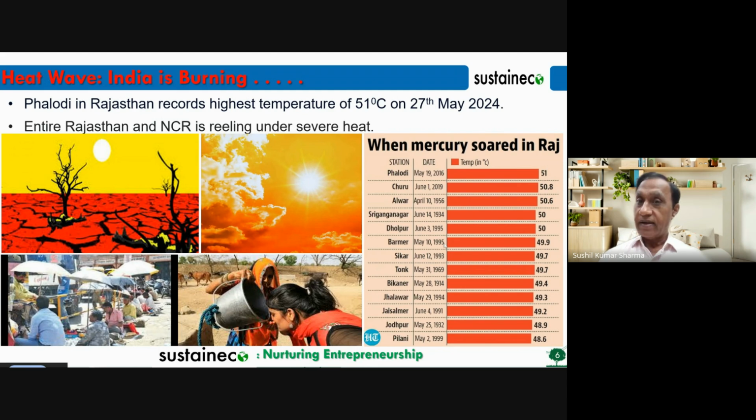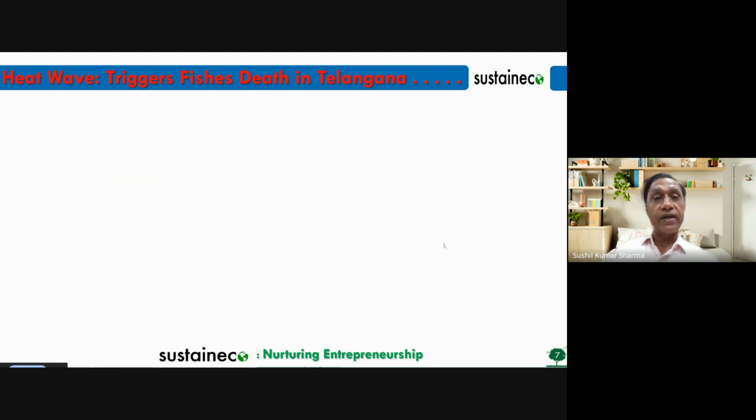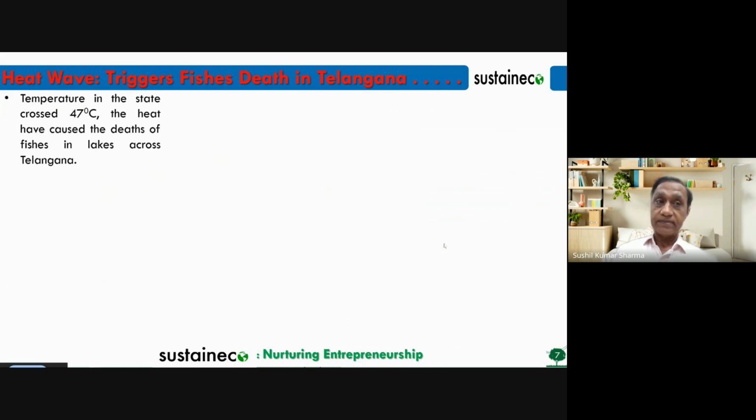So herein is the overall picture, on the right part, of the hottest places in our country before this year. Phalodi this year also recorded 51 degrees centigrade, as we see on the top. During 2016, also Phalodi recorded 51 degrees centigrade. And then different places countrywide are given, beginning with Churu, Alwar, Sri Ganganagar, Dholpur, Barmer, Sikar, Tonk, Bikaner, Jhalawar, Jaisalmer, Jodhpur, and Pilani. These are the hottest places in the state where you are located, Rajasthan.